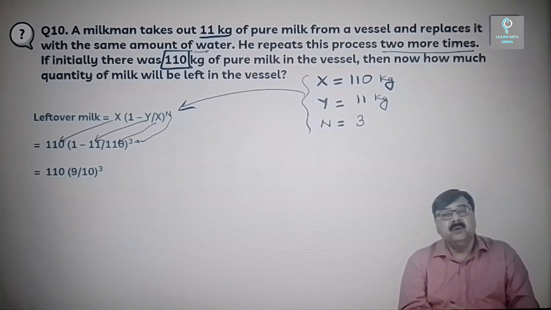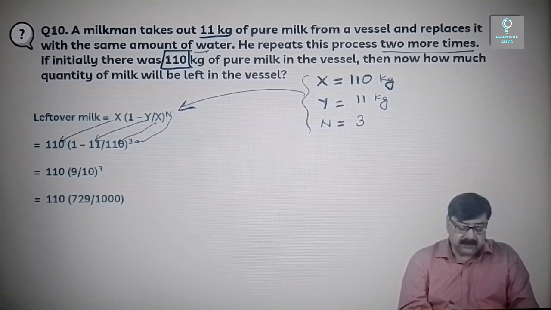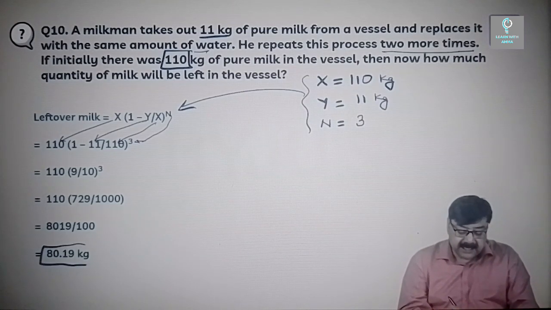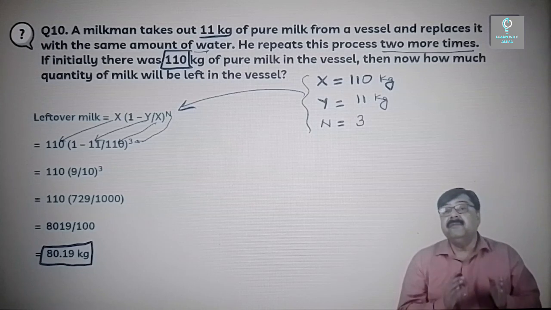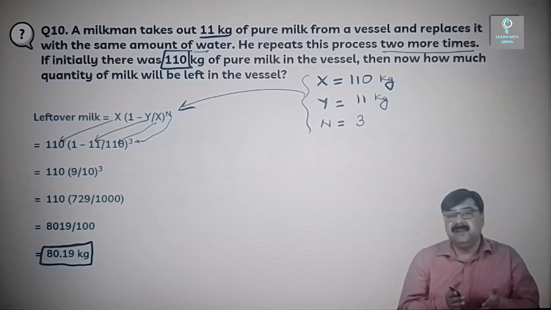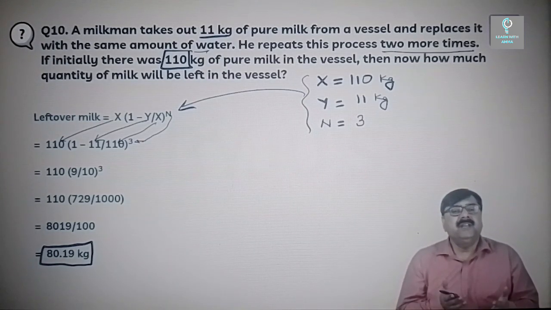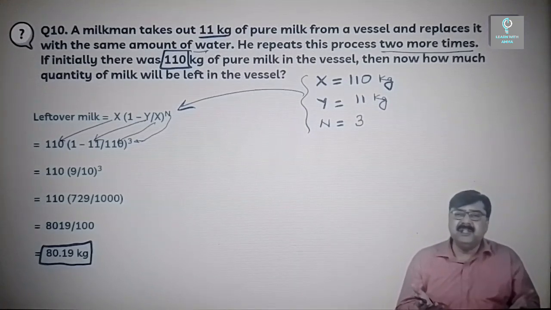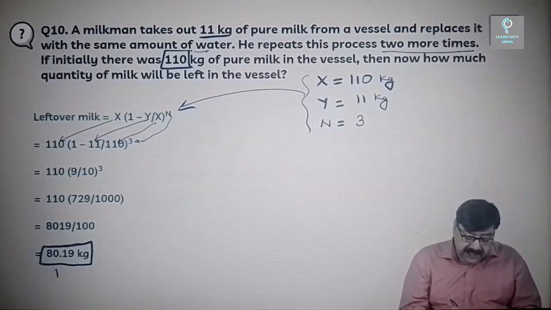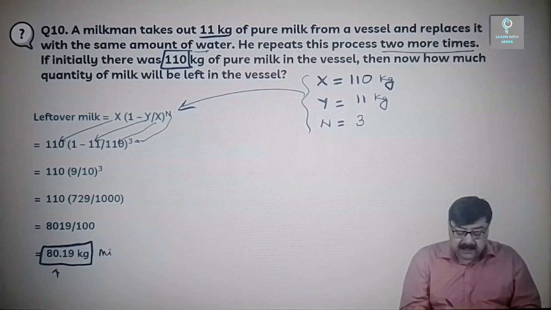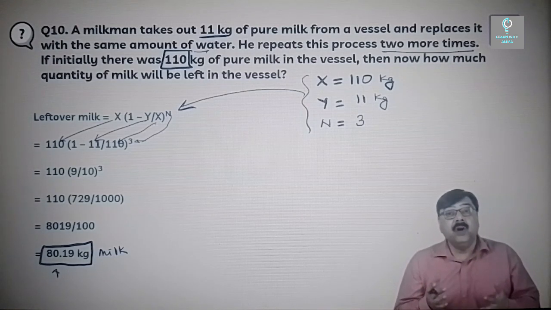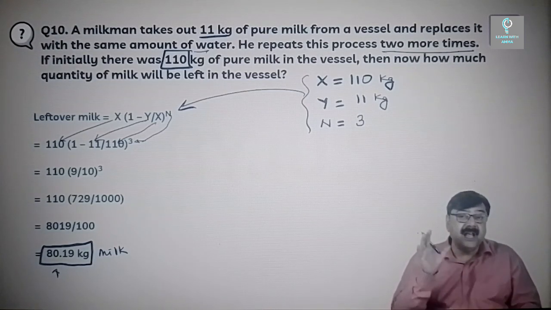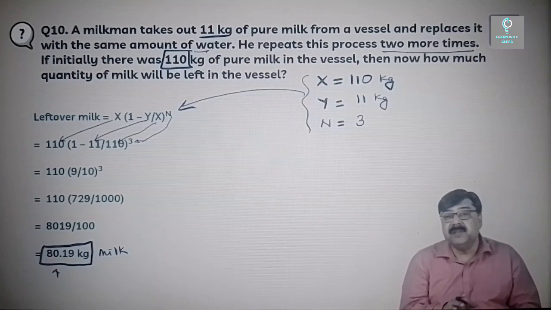So 110 into (9 by 10) whole cube, which is 729 by 1000, that is 8019 by 100, 80.19 kg is the amount of milk which will remain in the vessel. See, the total amount of the mixture will be 110 kgs only, out of which 80.19 kg is milk and the remaining is water, because 3 times we have added water into this mixture.